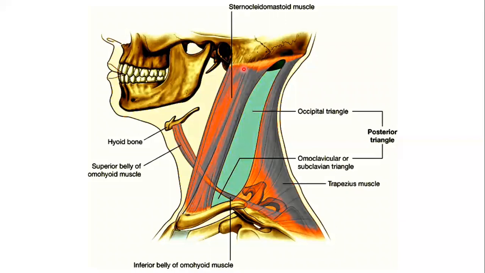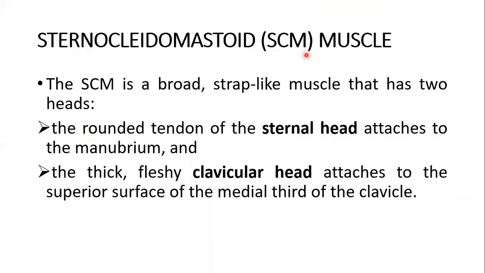and go and insert superiorly, attaching to the mastoid process, the superior nuchal line, and the external occipital protuberance. To the mastoid process, this is a very fleshy attachment, and this is the attachment to the superior nuchal line and external occipital protuberance, in the form of an aponeurosis. So these are the attachments of the sternocleidomastoid.